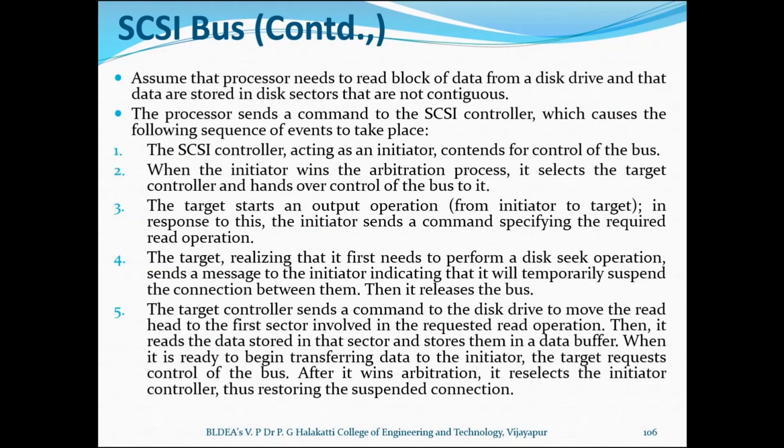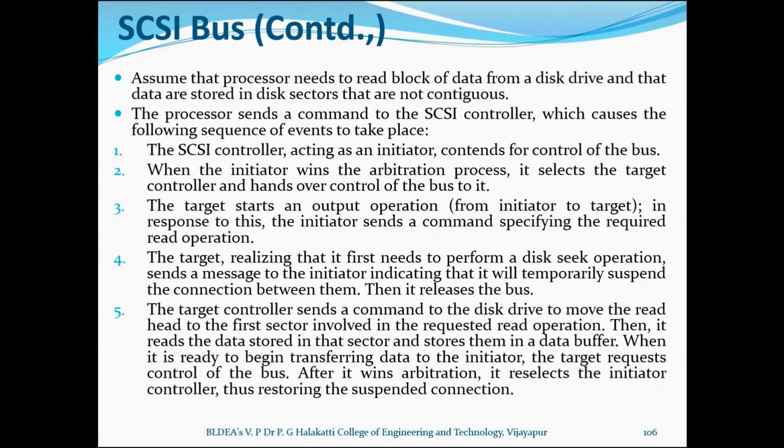Now let us see one example. We'll consider an example of a disk read operation. The processor has to read a block of data from a disk drive, and the data are stored in two non-contiguous disk sectors. These are the assumptions. The processor sends a command to the SCSI controller, then the following sequence of events will take place.